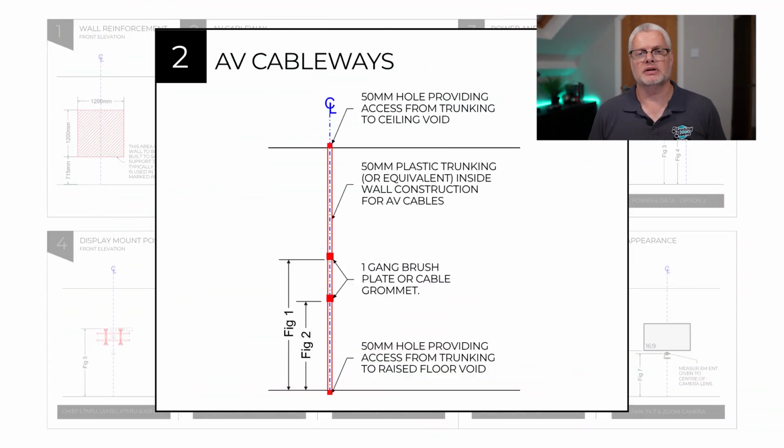Now let's look at AV cableways. So AV systems have a variety of different connectivity needs. So we have network cables, we have point-to-point Ethernet cables that connect proprietary pieces of equipment, and then we have other AV cables like HDMI cables.